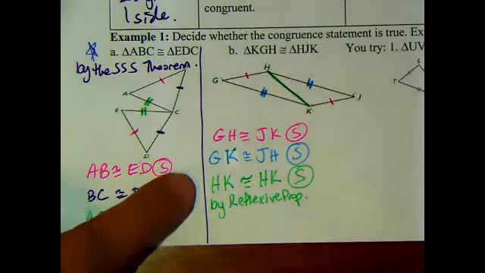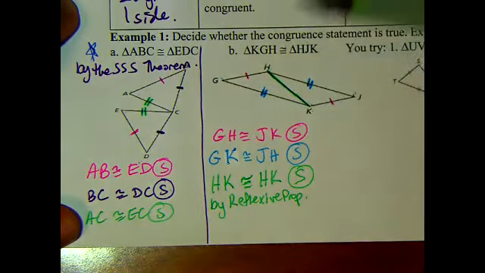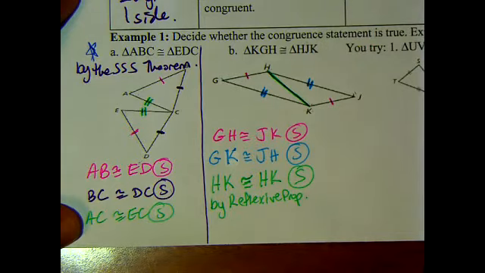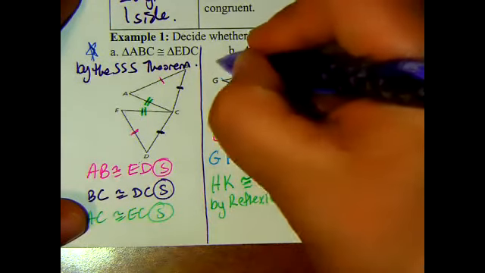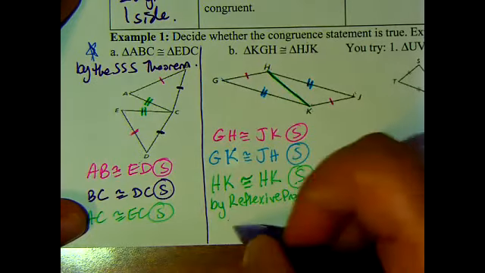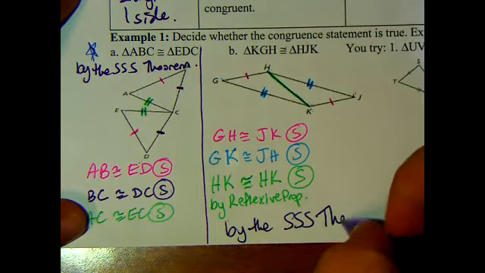And then we have HK is congruent to HK, which means that these two triangles, KGH and HJK, can be said to be congruent, again, by the side, side, side theorem.